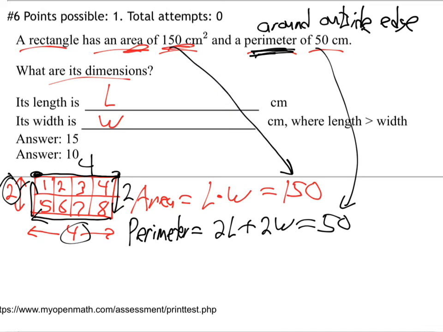So you see how perimeter, you just add up the 4 edges, which is 2 lengths and 2 widths. That's how far around the outer edge. And the area, the space in the middle, you just multiply one side by the other. So the area is multiplying, whereas the perimeter is adding up. Okay, so there's our 2 equations. Let's go to a separate sheet, and we'll solve those 2 equations.